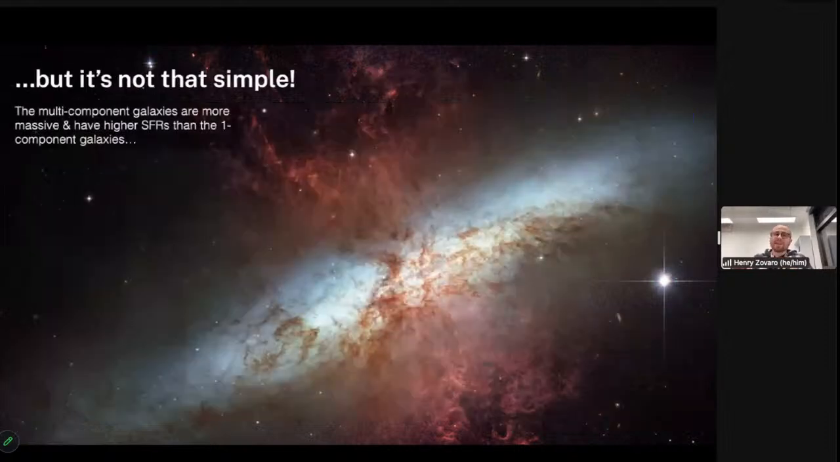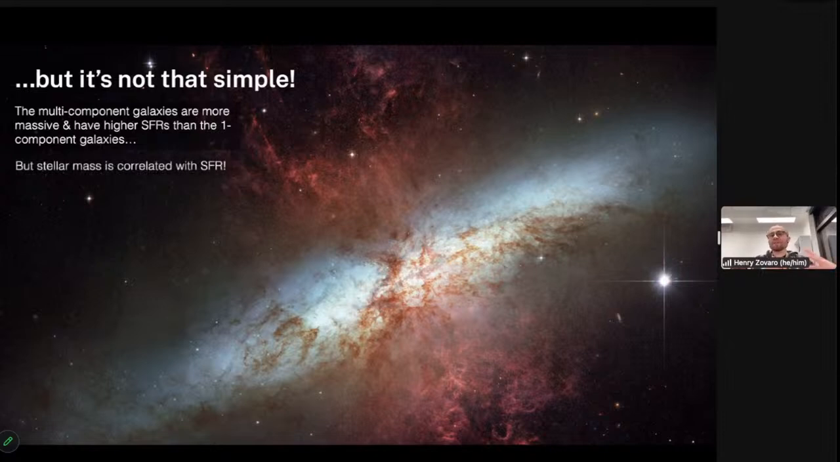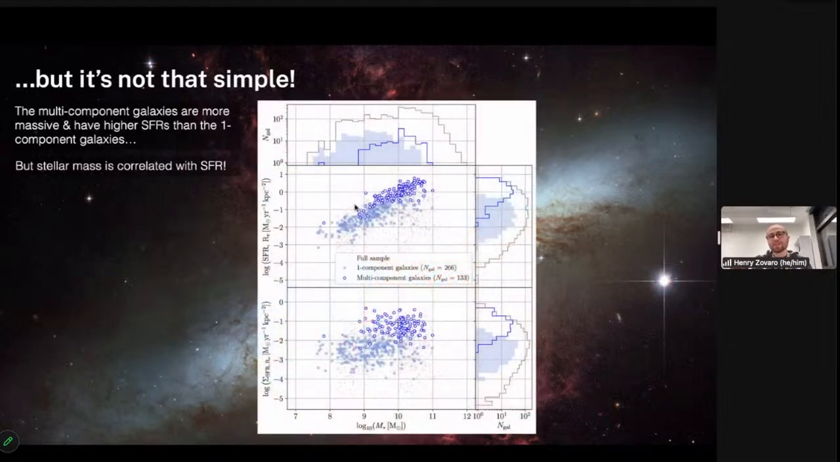So I showed, for example, that the multi-component galaxies are more massive and they have higher star formation rates than the one-component galaxies. But we know from decades of studies that stellar mass is itself correlated with star formation rate. To show you an example of that, here I'm simply plotting the one and the two component galaxies on the star formation rate main sequence, where we simply have star formation rate as a function of stellar mass. And there's a really strong correlation there. And again, this has been documented for decades.